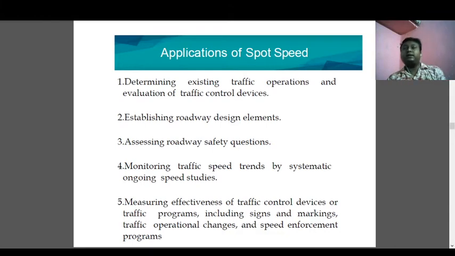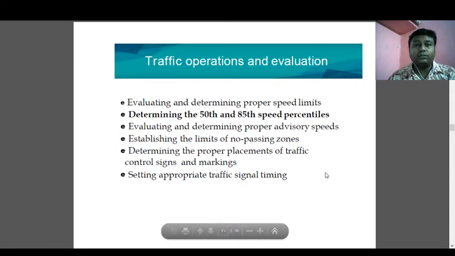There are various safety measures taken whenever you are moving on a road. You can find that it is an accident prone area. The speed limit at this location is supposed to be 30 kilometer per hour. The speed should not be more than 10 kilometer per hour in front of any hospital or school. So speed is a predominant parameter you can always observe throughout your journey, and it is always required for your safety measures. The monitoring of traffic speed trends by systematic ongoing speed studies, and the measuring of effectiveness of traffic control devices, will be assessed from this spot speed data.